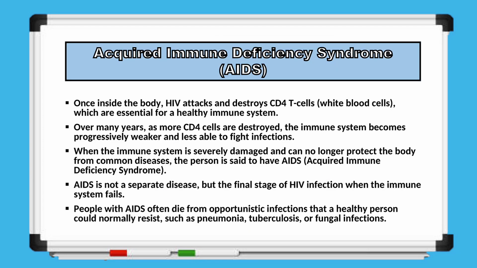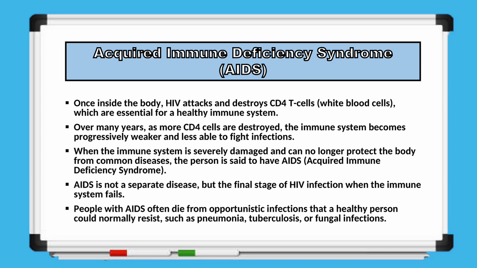Once HIV enters the body, it attacks and destroys CD4 T cells, a type of white blood cell that is essential for a healthy immune system. Over many years, as more CD4 cells are destroyed, the immune system becomes progressively weaker and less able to fight off infections. When the immune system is severely damaged and can no longer protect the body from common infections, the condition is called AIDS.